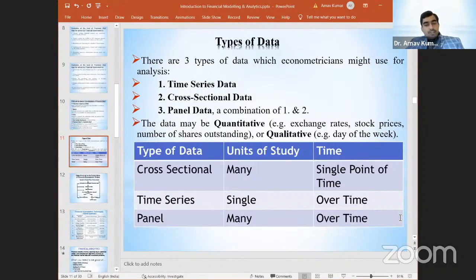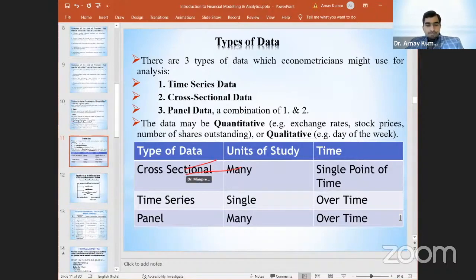And when there is a single unit of study which is being observed over time, then it is time series data. For example, you are studying the financials of a single company. If there are multiple, then it will be different. If you are studying a single company, single country, single individual, or single portfolio over the years, over time, then it is time series data.